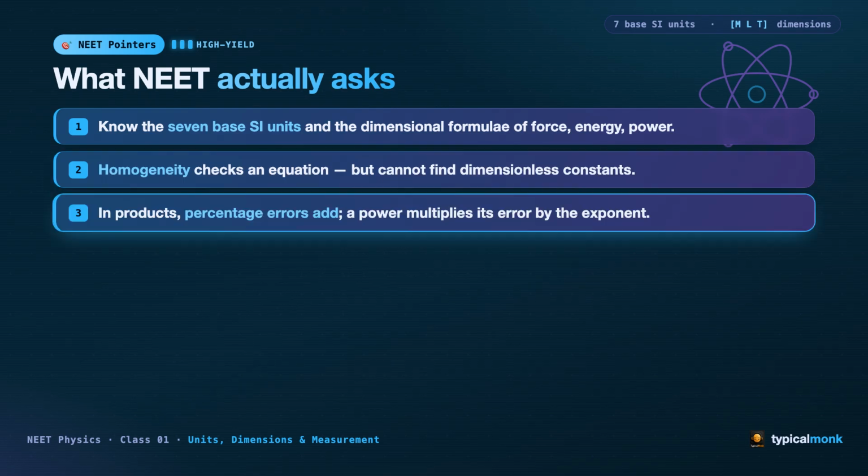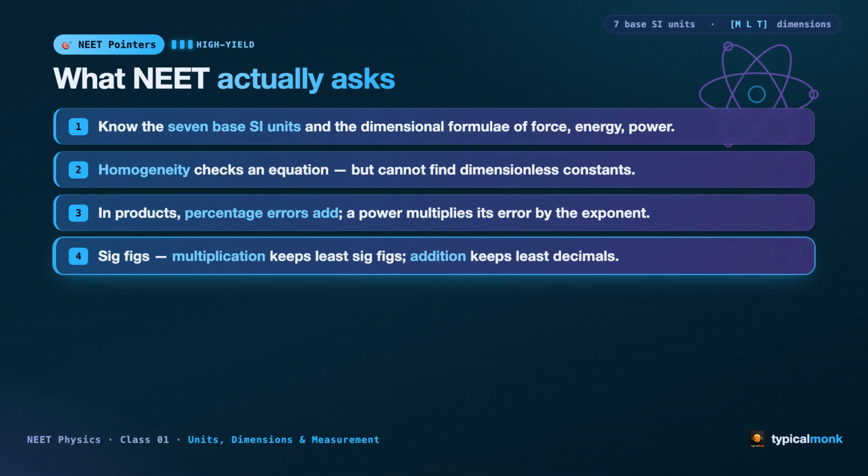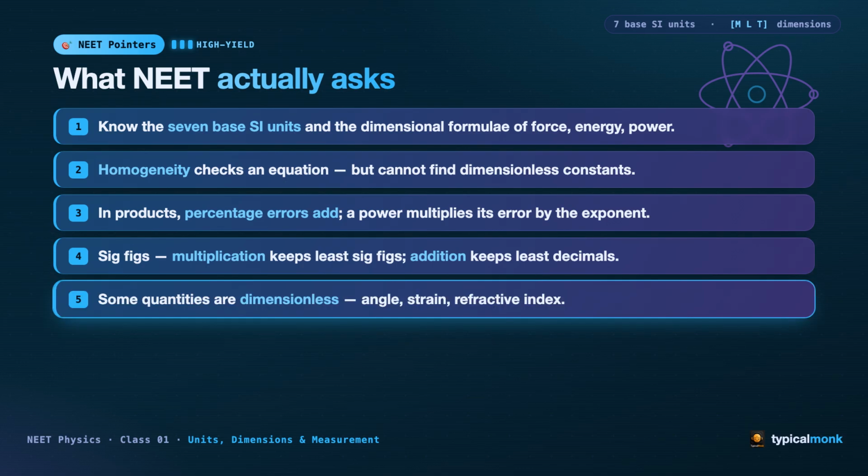3. In a product, percentage errors add, and in a power, the error is multiplied by the exponent. This is the single most tested idea in the chapter. 4. Significant figures. Multiplication keeps the least significant figures. Addition keeps the least decimal places. 2 different rules. Do not mix them. 5. Some quantities are dimensionless. Angles, strain, and refractive index carry no dimensions at all. NEET loves to test whether you know which ones.